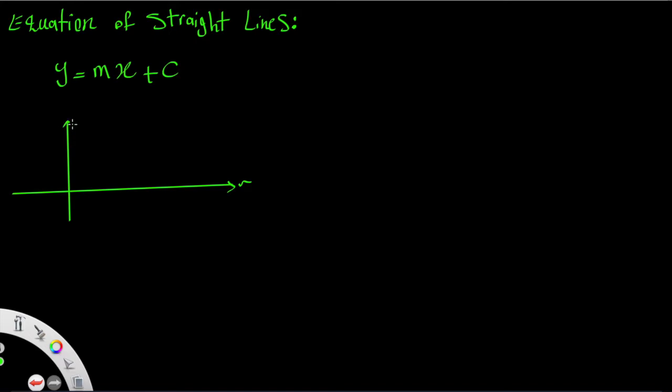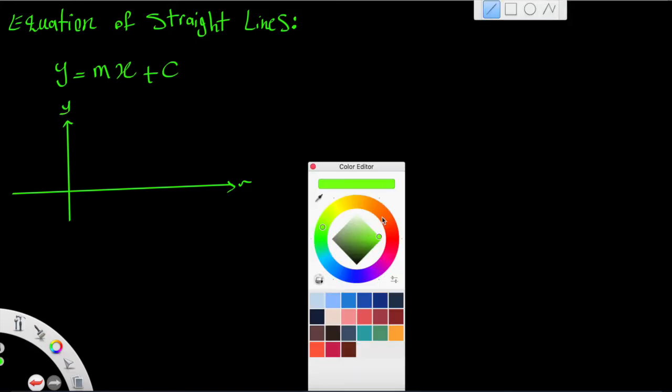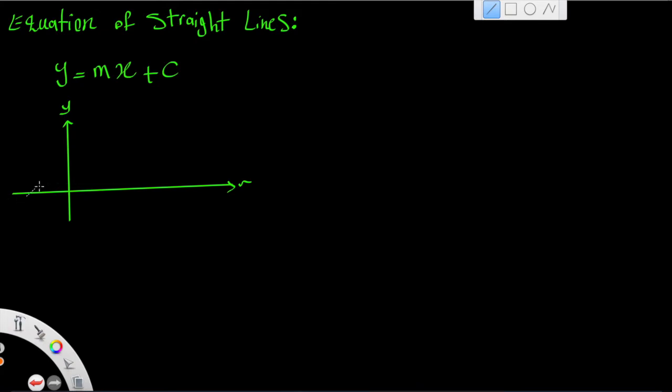Here x-axis, here y-axis. Now this is a straight line passing through this point, which is c, the y-intercept of the line.